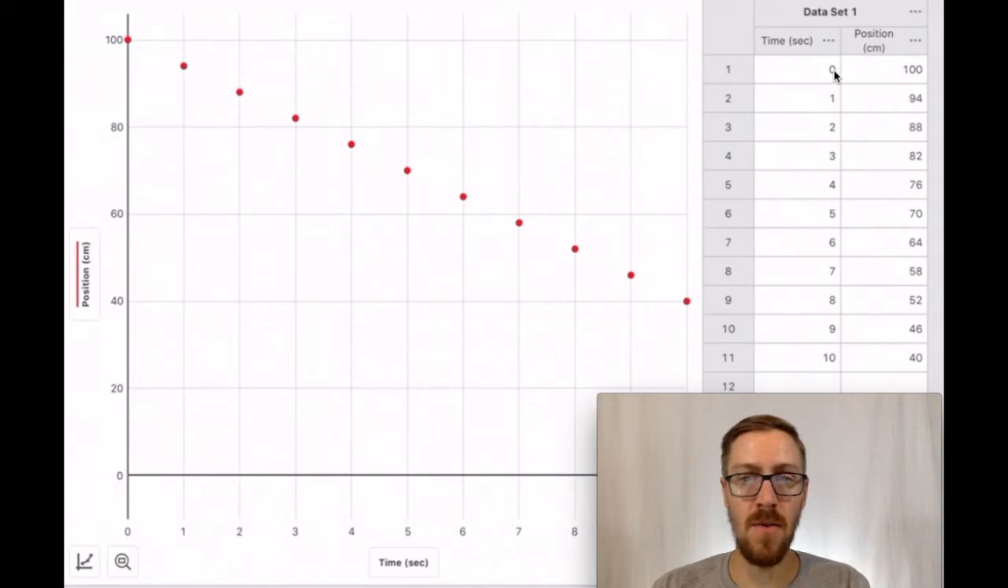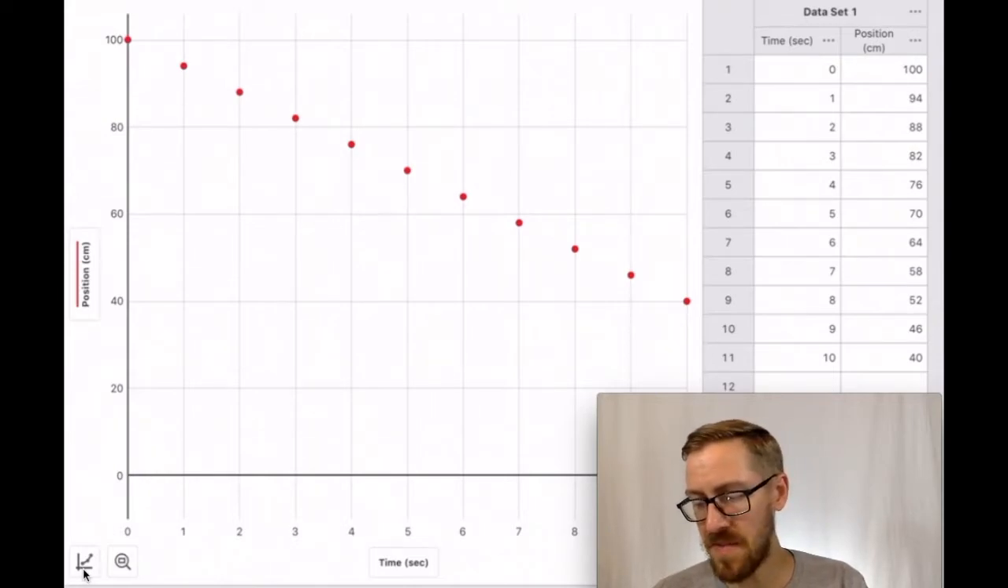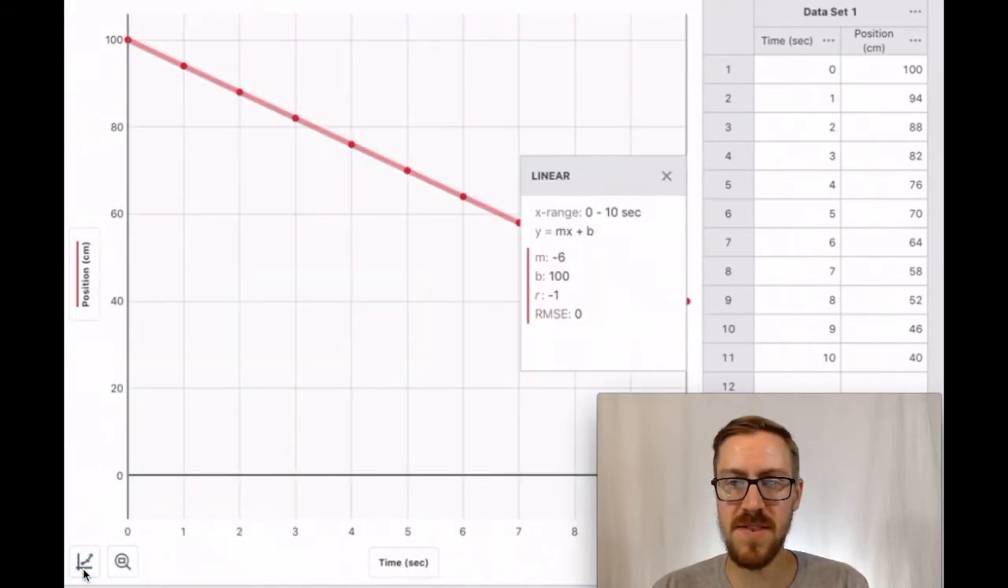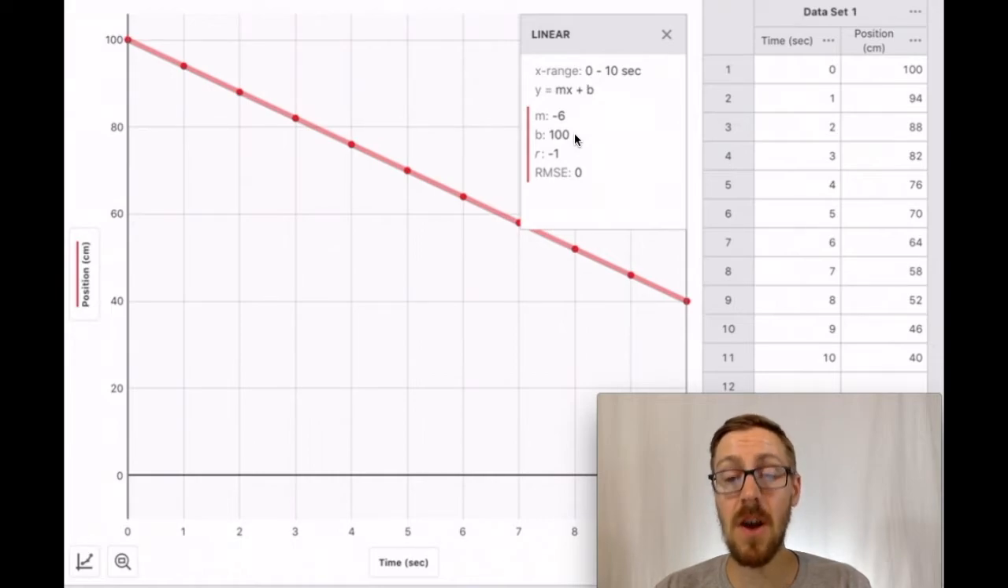So we look at our data, it's still going up by ones. Starting at 100, it's going down by what looks like 6s every time, but let me just run my numbers to make sure. So I'm going to click this bottom left-hand corner, apply curve fit, linear fit. It's a straight line. Again, most of this information we don't care about. What we do care about are these two things right here, the M and the B. The B is our starting point, which makes sense. It should be in the ballpark of 100 because our first data point from our data was at 100.